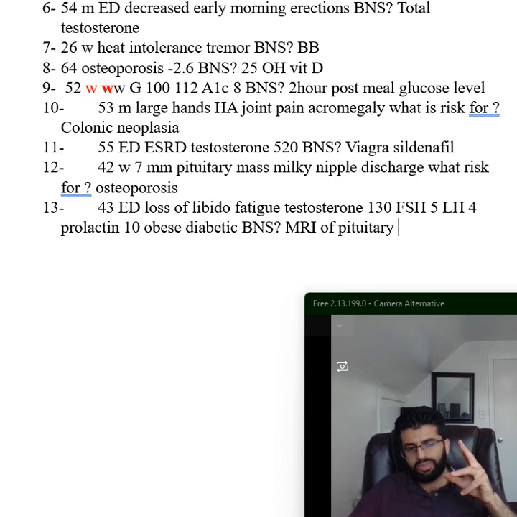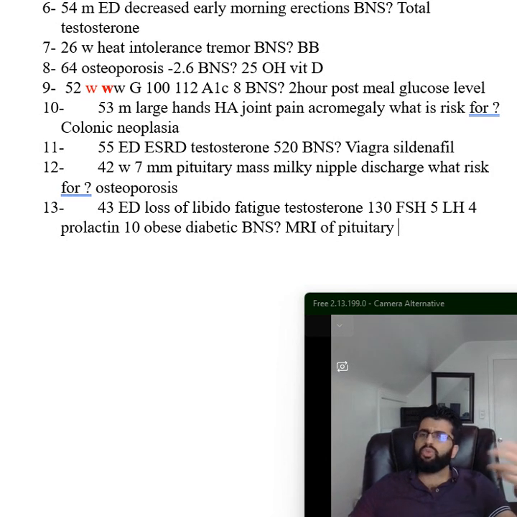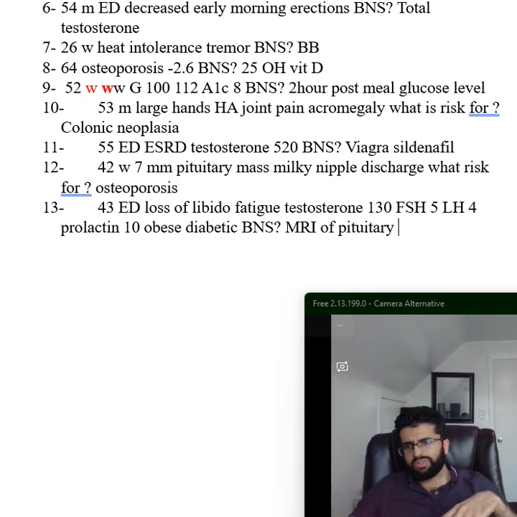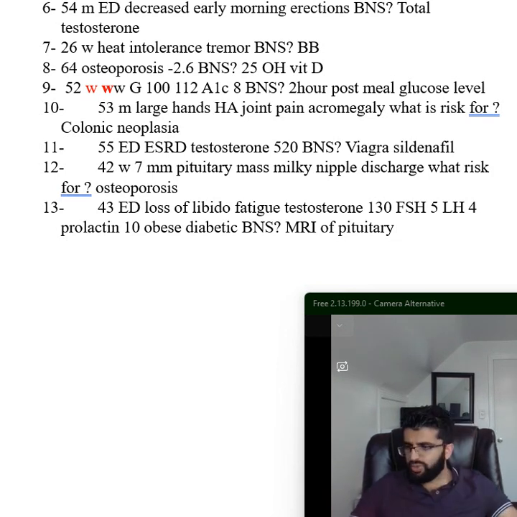FSH/LH should go up if the testosterone is low. If it's normal, that's also concerning. Indications for pituitary imaging. When do you do pituitary imaging? If the testosterone is below 200 at age less than 65, or below 150 at age above 65, or if there is mass effect like headache, visual field defect, or if there is multiple pituitary hormonal deficiency like thyroid and growth hormone deficiency and there is high prolactin, that's when you need imaging.